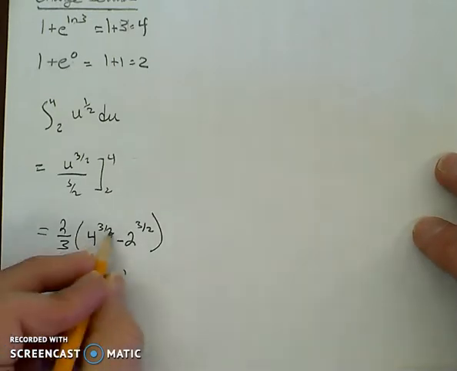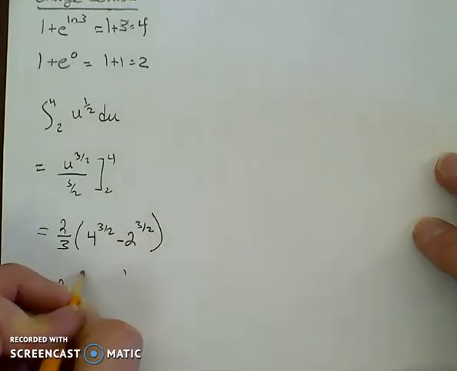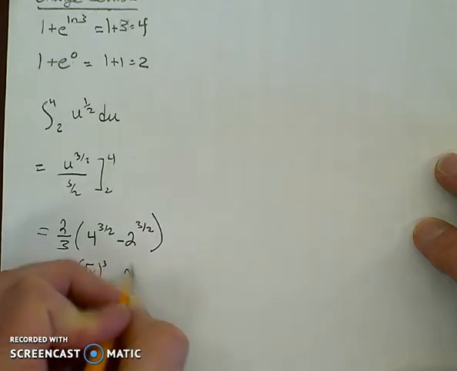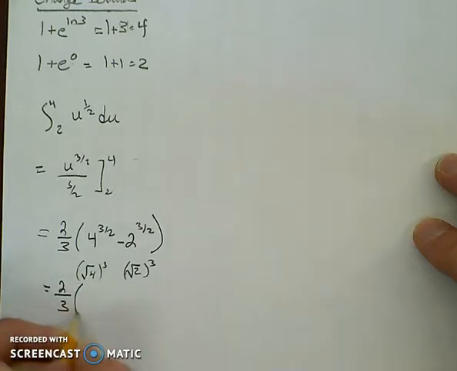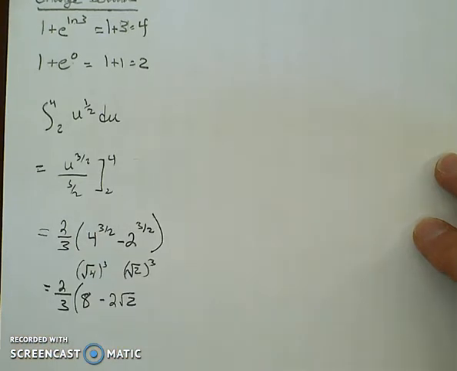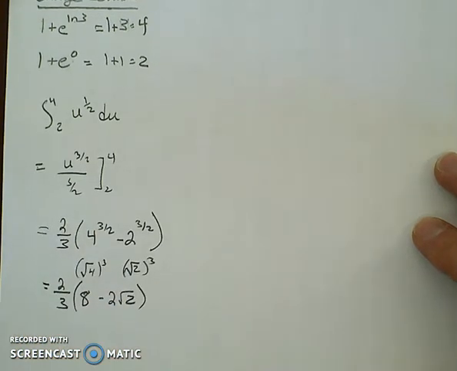Well, let's look. Anything divided by 2 means square root. So this is also saying the same thing as square root of 4 cubed, square root of 2 cubed. Well, what's the square root of 4? 2 cubed, 8. Minus, you could look at it as this if you wanted to. I have no issue with that.